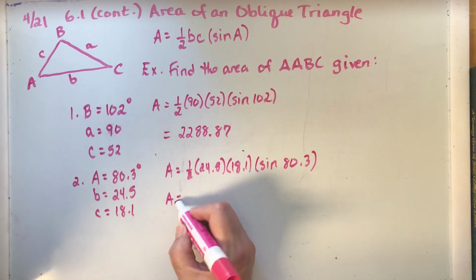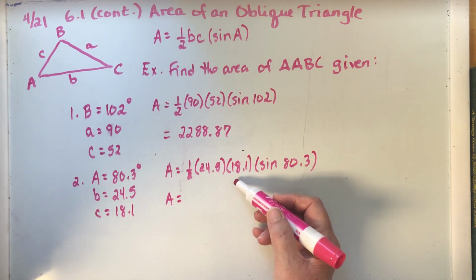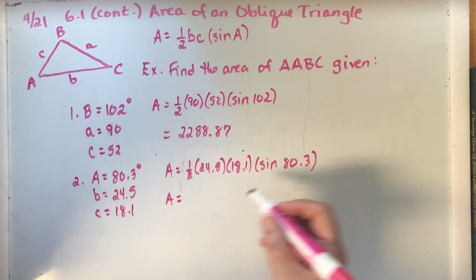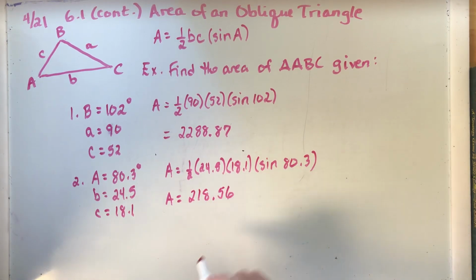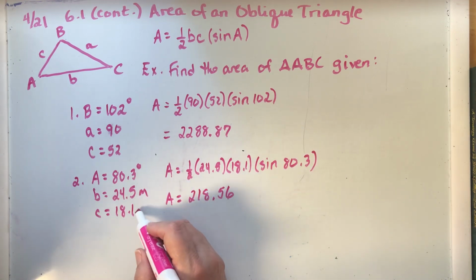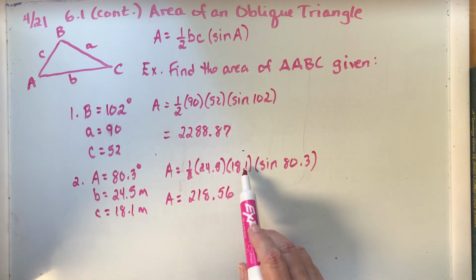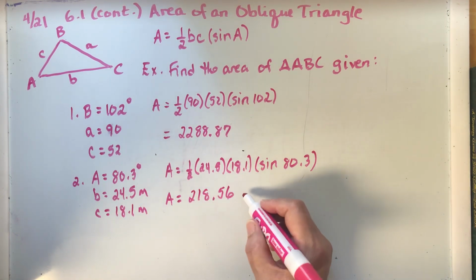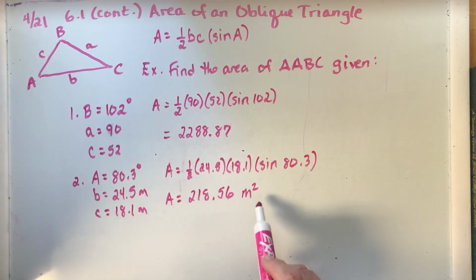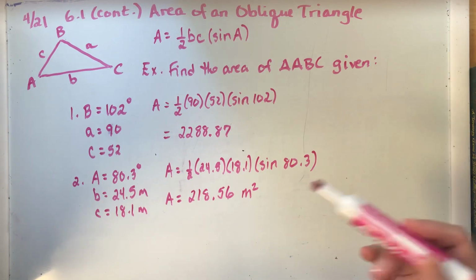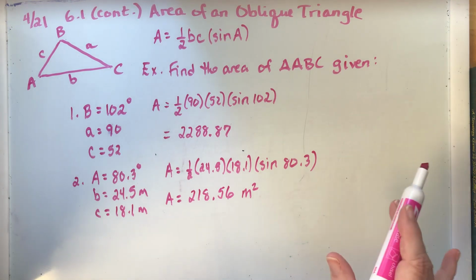And again, just throw that in your calculator. 1/2 you could put in as 0.5 times 24.5 times 18.1 times the sine of 80.3. And this is going to give you an area of 218.56. If this was meters, then since we're doing 24.5 meters times 18.1 meters, meters times meters means that our answer would be square meters, or meters squared. An area is always going to be in square units: square miles, square meters, square inches, whatever the unit of measurement is there. So that's it for the notes for today.